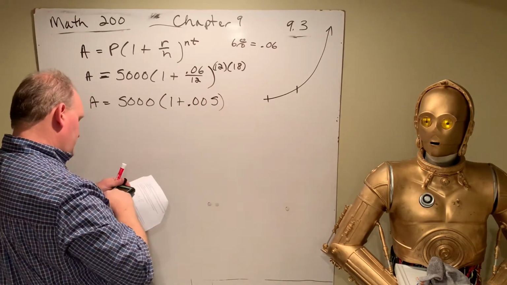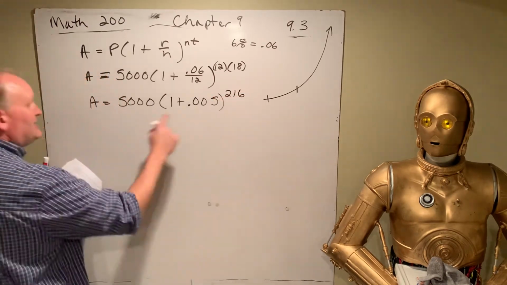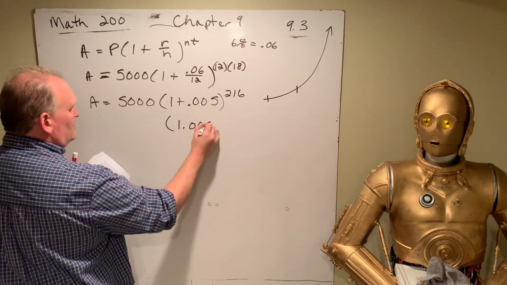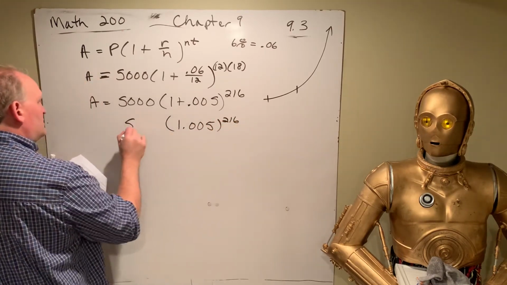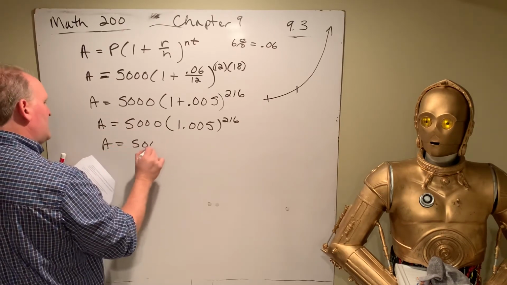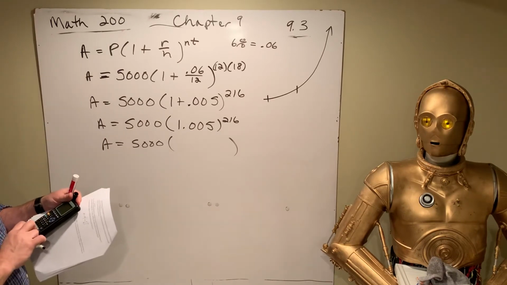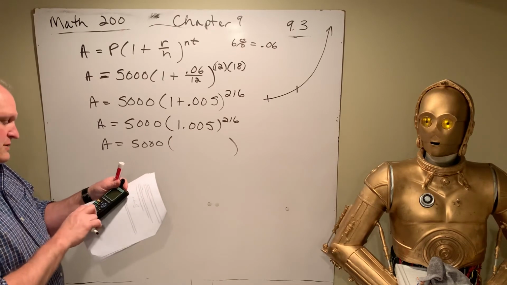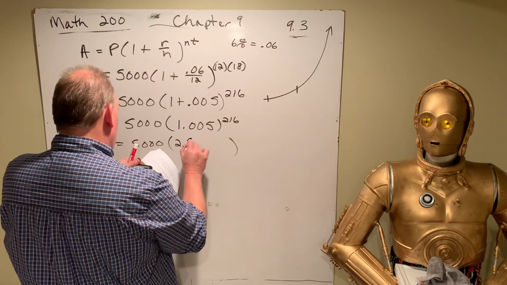We can do the 12 times 18. It's 216th power. So this is exponential growth, but look how this is just barely over 1. See how close it is to 1? It's just a little more than 1. So we can take that to the 216th power and see what that does to our money here. 5,000 times 1 point. Again, we do exponents before multiplying, so we're going to do the exponent to the 216th power. Almost 3 times your money.